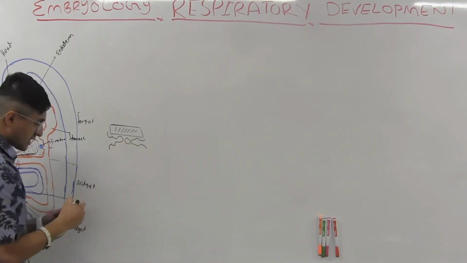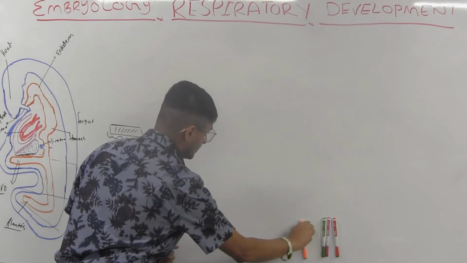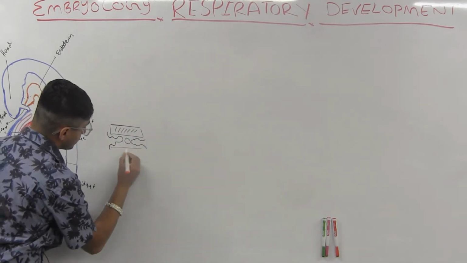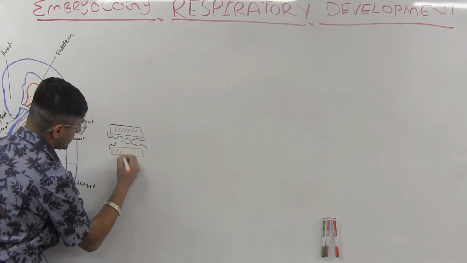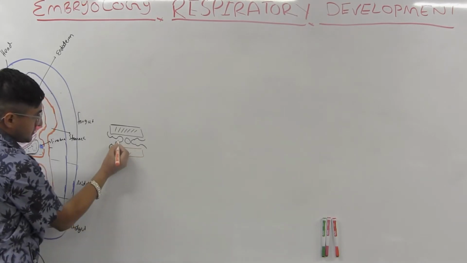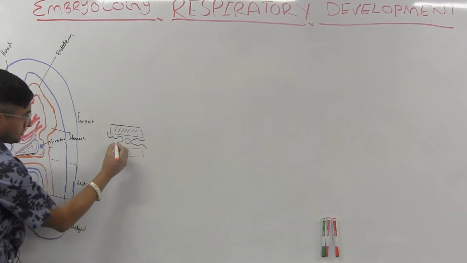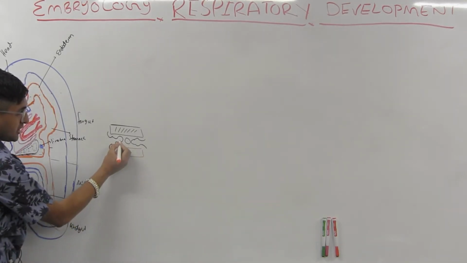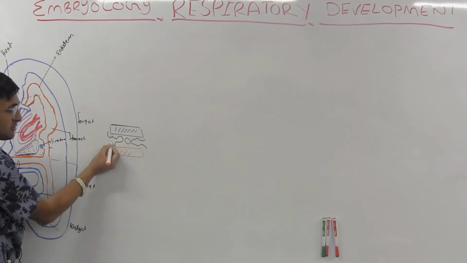So if I make another layer of cells right here, let me draw it in a different color, this is going to be my endoderm, and this is going to be mesoderm. The mesoderm has three different parts: the paraxial mesoderm, the intermediate mesoderm, and the lateral mesoderm.